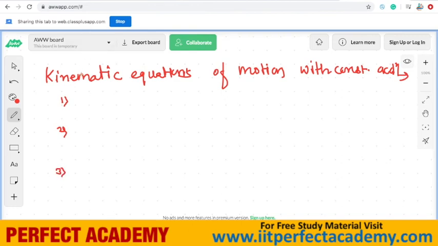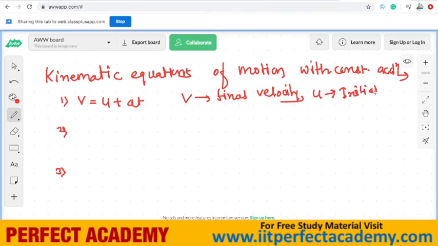Our concern in crash course is to apply them, but if anyone is interested, you can go through the previous lecture or NCERT. The first kinematic equation we write as v = u + at, where v is final velocity, u is initial velocity, and a is acceleration. Need not tell you what t is. So v = u + at is the first equation of motion.